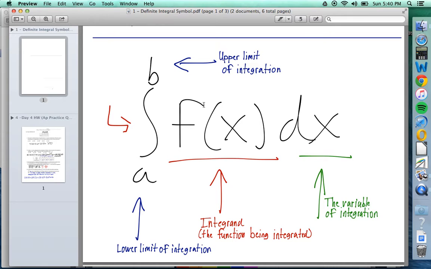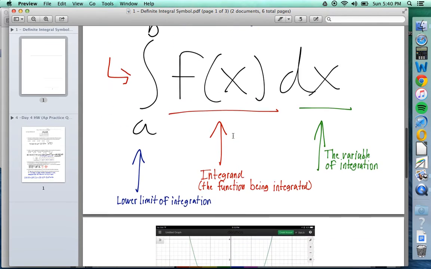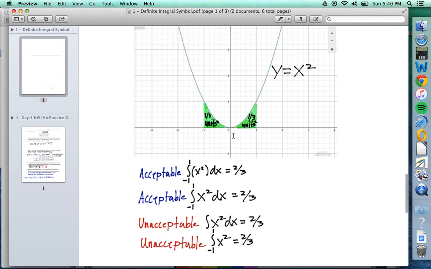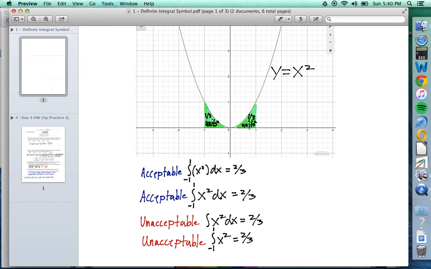Before we look at the next lesson, we're going to talk one more thing about writing. So what I did was I worked out the area under x squared from -1 to 1 using my calculator, and it was 2/3 total. This little section's a third, and this section is also worth a third. So it's 2/3 units squared. And below are just some acceptable and unacceptable ways of writing that out.